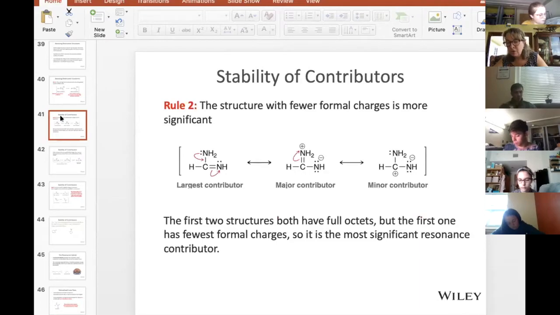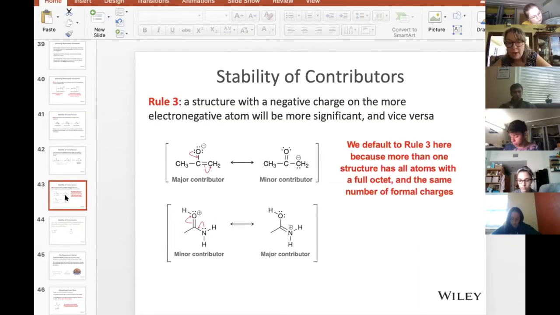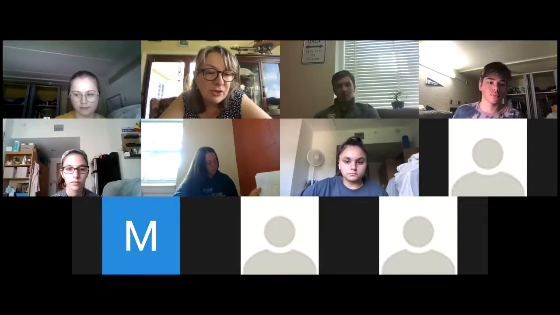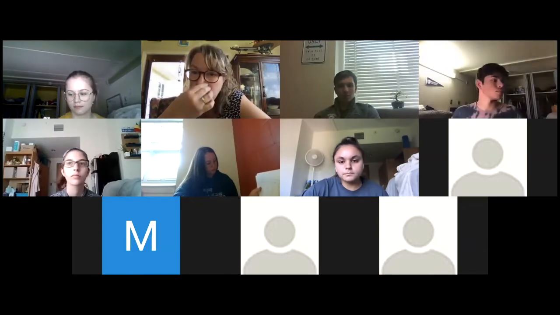If you have one structure with 3 formal charges and another structure with just one, the one with 3 is definitely less stable. And the third rule is that we want the negative charge on the atom that's the most electronegative. You have to do it in that order. So even if both rule 2 and 3 are followed, but you don't have an octet, that one wins. Eva, did you have any specifics that you wanted to talk about?